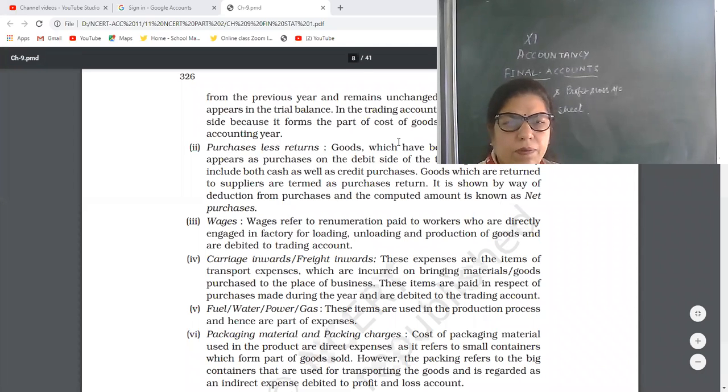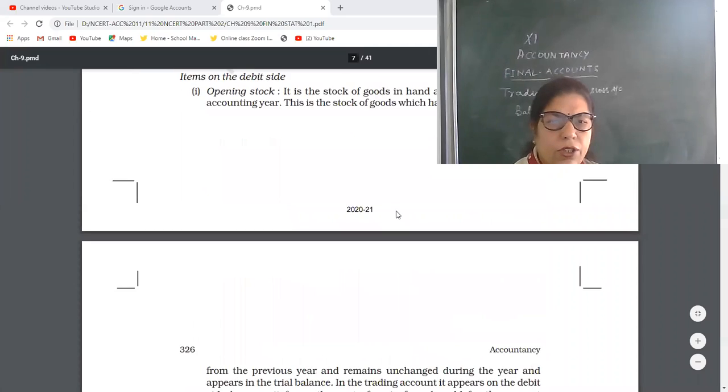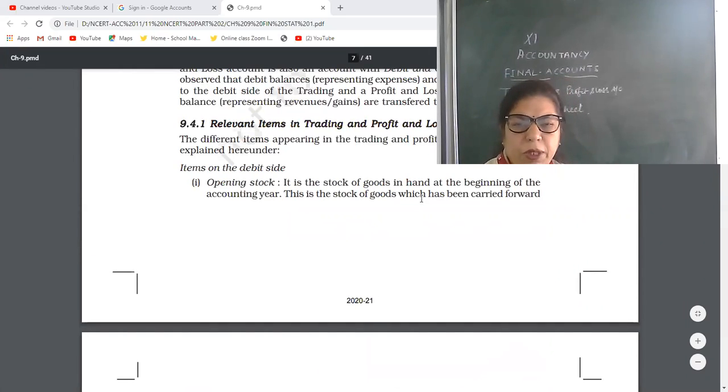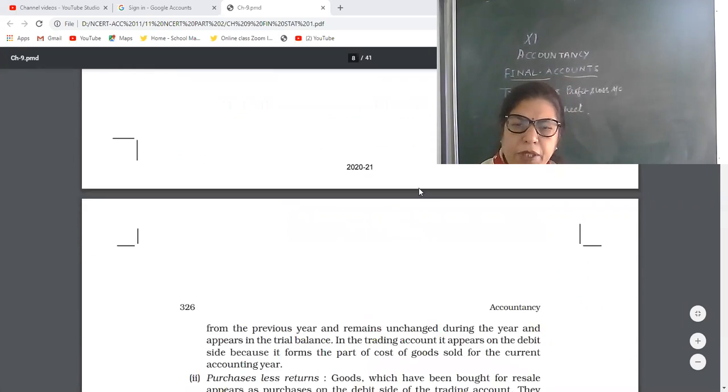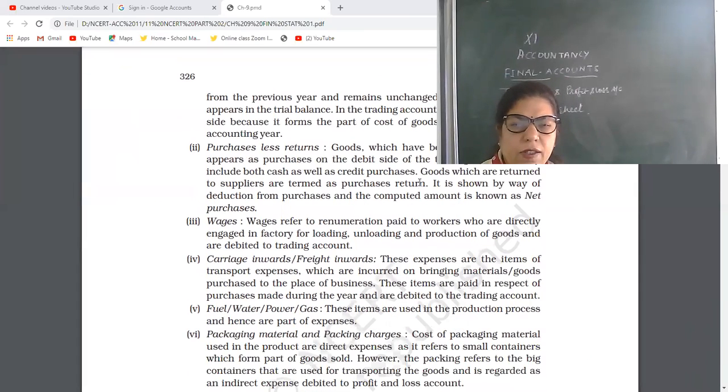Look at the screen. First of all, I told you that opening stock is to be entered on the debit side, then purchases, with returns to be subtracted, and purchases include both cash and credit. Then wages. Wages are to be included because these are directly related with the factory for loading, unloading, and production of goods, and these are debited to trading account.